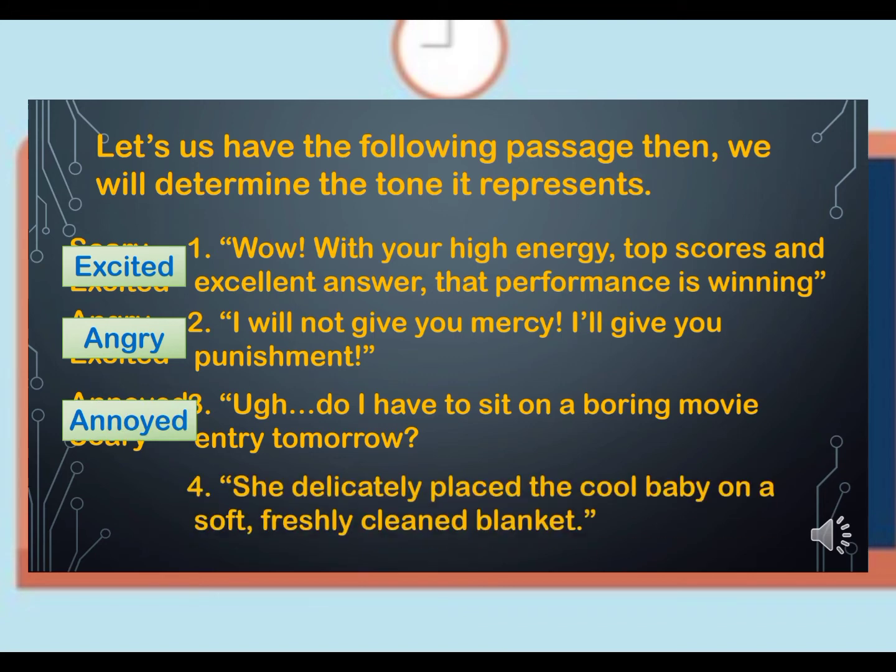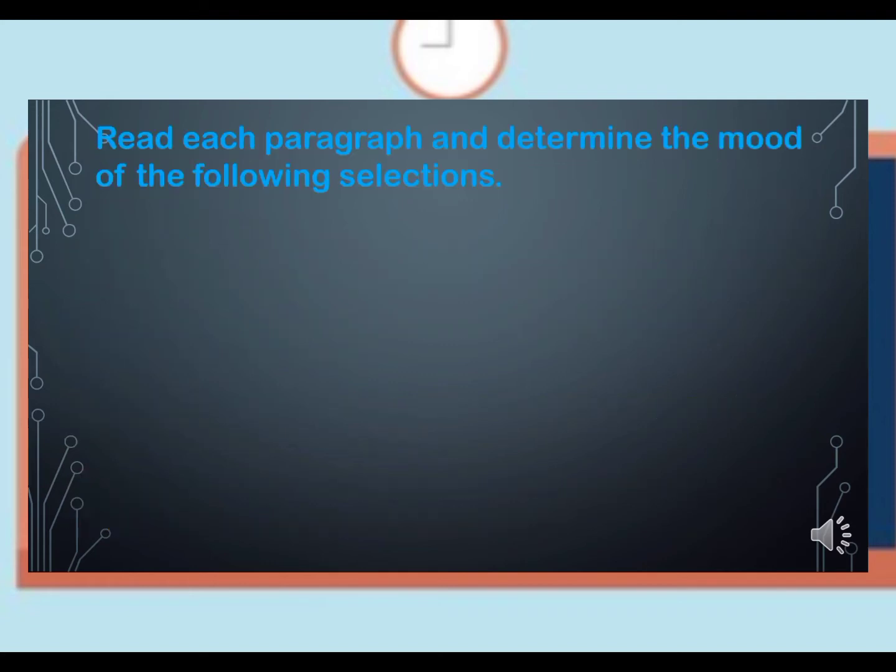For the last selection, we have: she delicately placed the cool baby on a soft, freshly cleaned blanket. You are going to choose calm and angry. If you chose calm, you are correct. And that is how we determine the tone.